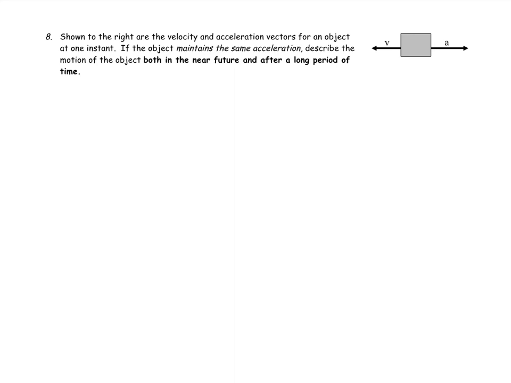Okay, we have here to the right the velocity and acceleration vectors for an object at one instant. If the object maintains the same acceleration, describe the motion of the object both in the near future and after a long period of time. So initially, what's going to happen with this object right off the bat? Well, first the object is going to slow down, because the velocity and acceleration vectors are in the opposite direction. However, once it's slowed down enough, it's going to come to a stop.